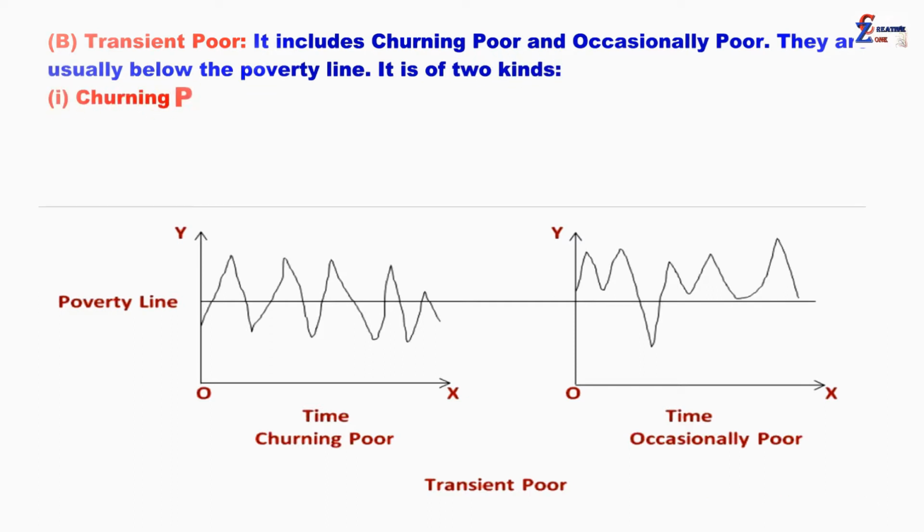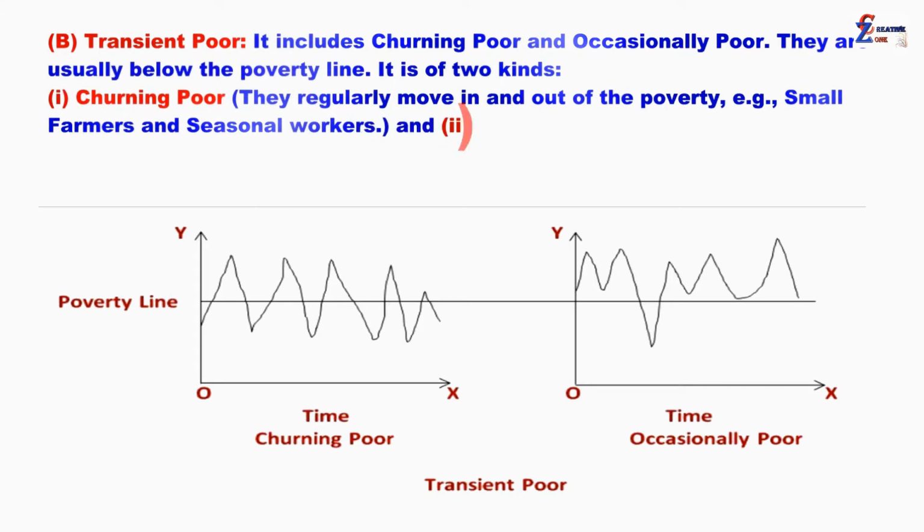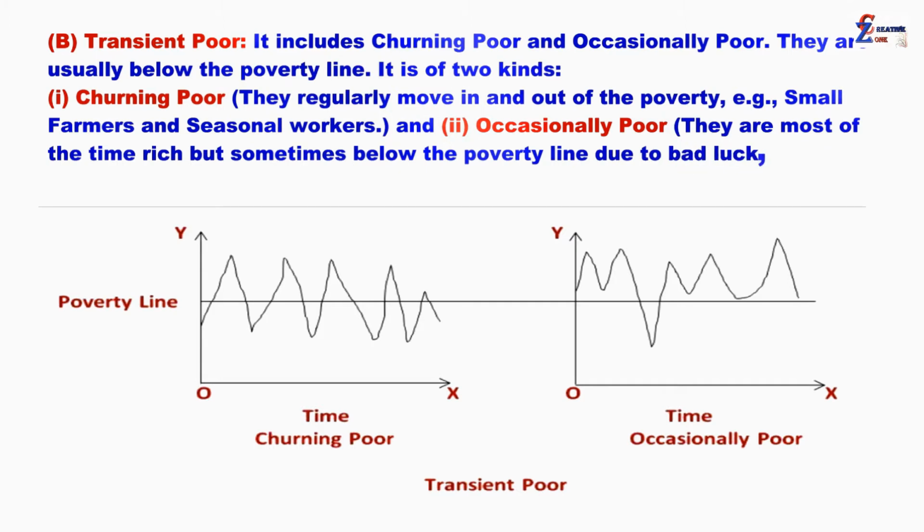Example, gamblers. In the first panel you can see time is mentioned on the OX-axis and poverty line is measured on the OY-axis. For example, the monthly per capita consumption expenditure is 1500 rupees. If the person's income most of the time is above 1500 and sometimes below 1500 rupees, then this type of poverty is called churning poverty. So churning poverty is the type of poverty in which the people's income moves in and out of the poverty line usually. The second one is occasionally poor. Occasionally poor are the people whose income is most of the time above the poverty line and their income falls below the poverty line due to bad luck.